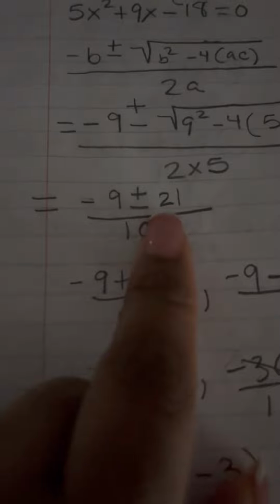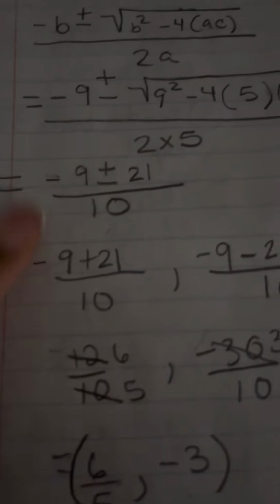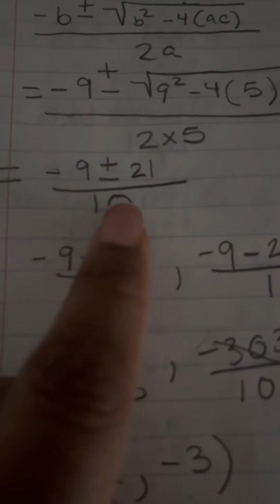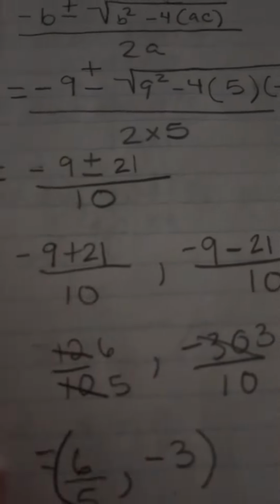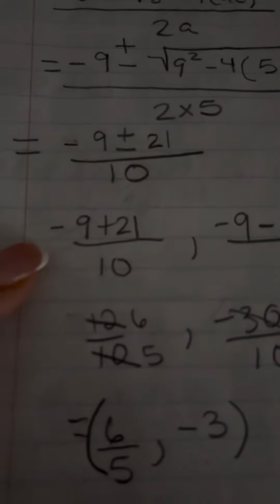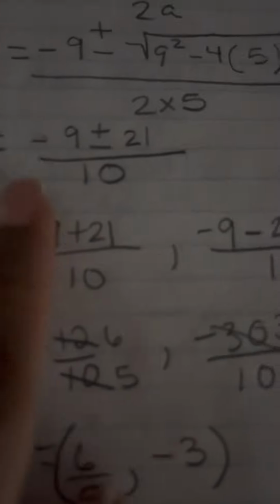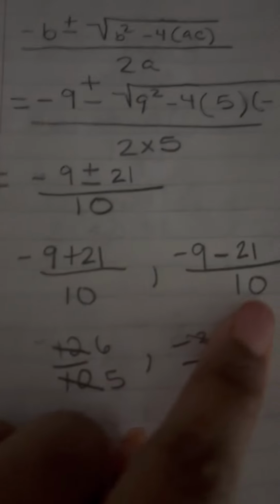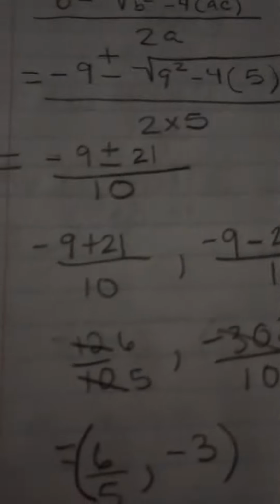So I have to set each one up, it's going to be 2 separate answers. One is going to be positive from the addition, and one is going to be subtraction. So now I'm left with negative 9 plus 21 over 10, comma, negative 9 minus 21 over 10.